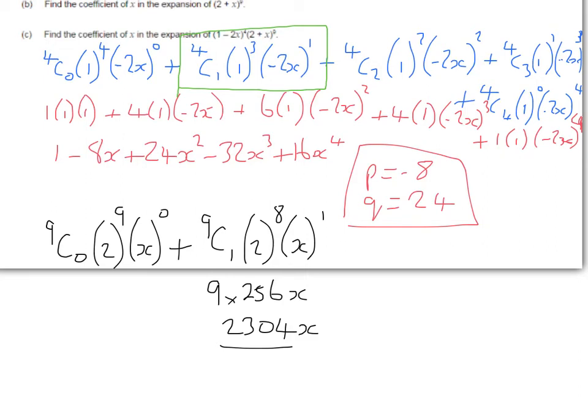Right, now the final part then, it says find the coefficient of x in the expansion of these two things multiplied together. Now, we don't need to multiply all this out. We're going to get a load of terms we're not interested in. The only term that I'm particularly interested in is the coefficient of x. That's the only bit it's asked for. Now, let's think about how we can get an x term.